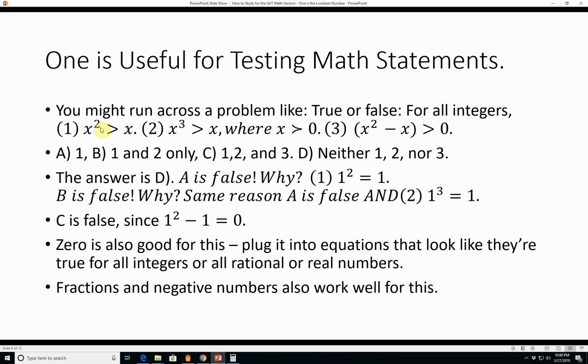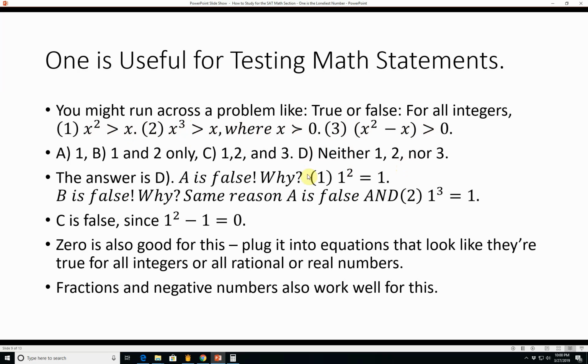Well, you'd say, all right, 2 squared is 4. That's bigger than 2. That works. Let's see, 2 cubed is 8, which is greater than 2, and they're saying where x is greater than 0, so it's not like you're cubing negative 2 where you get negative 8. So yeah, that works. Then 2 squared is 4 minus 2. Well, that's 2. That's greater than 0. That works, but what if you plug in 1? 1 squared is 1, which is equal to 1, so number 1 isn't true. 1 cubed is also equal to 1, so that's not true. And then 1 squared minus 1 is equal to 0, so none of those are true. So it's D, neither 1, 2, nor 3.